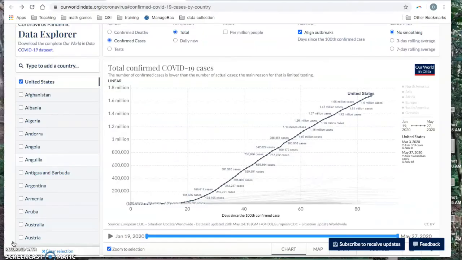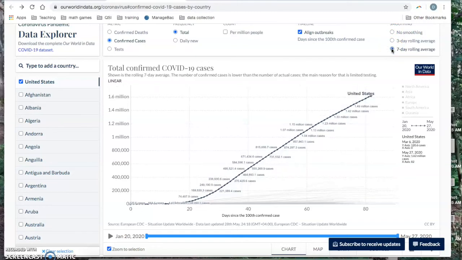So let's take a look at a couple examples. This one we are looking at the United States confirmed cases of coronavirus. We're looking at total cases right now, so not the amount of daily cases, the total cases. And to smooth this out a little bit, I'm going to use the 7-day rolling average, just so that we get a little bit of a smoother curve.